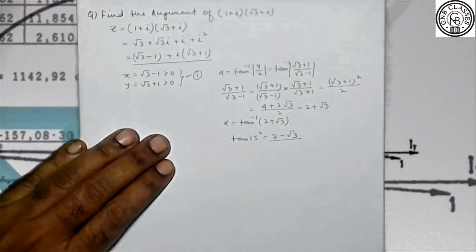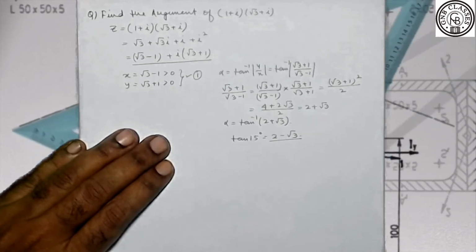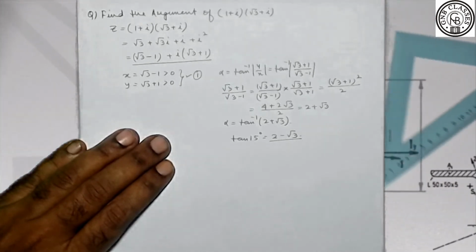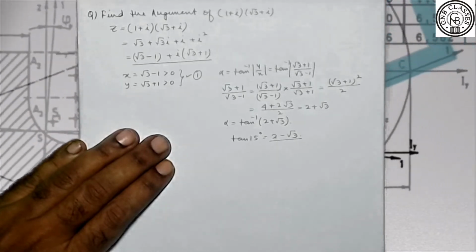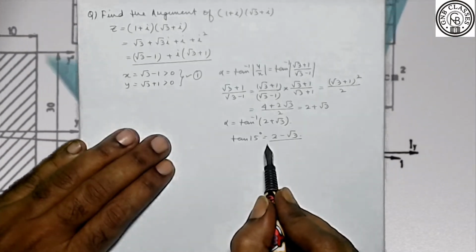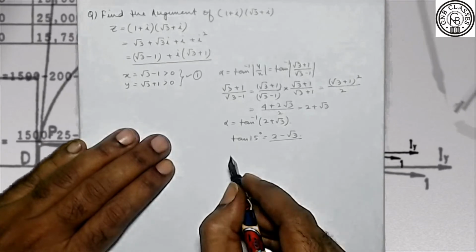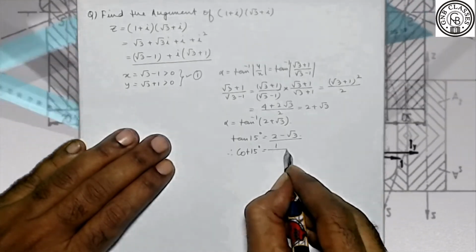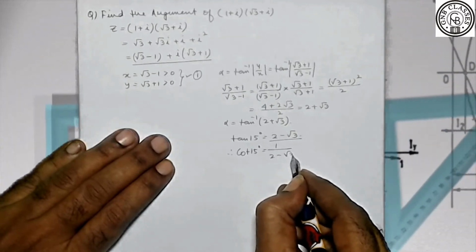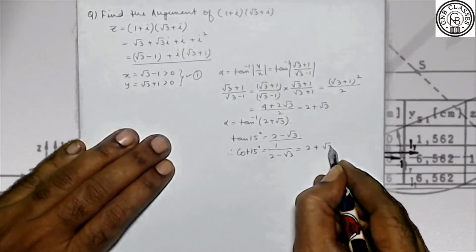As we know the value of sin 15 and cos 15, sin 15 is root 3 minus 1 by 2 root 2. Cos 15 is root 3 plus 1 by 2 root 2. So if we divide and rationalize, we are going to have tan 15 as 2 minus root 3. Therefore, cot 15 is how much? Is 1 by 2 minus root 3, and if we rationalize, we are going to have 2 plus root 3 only.